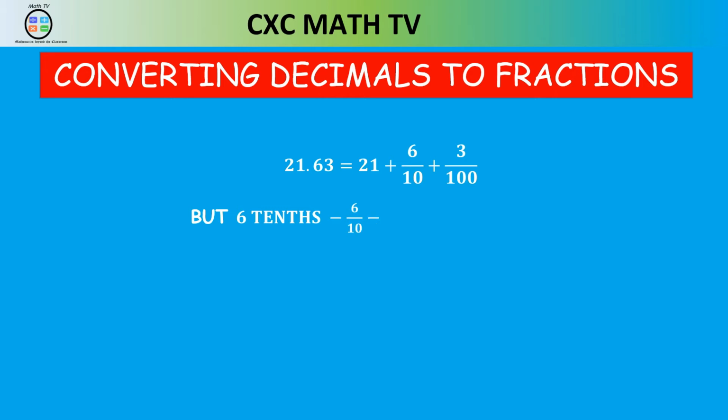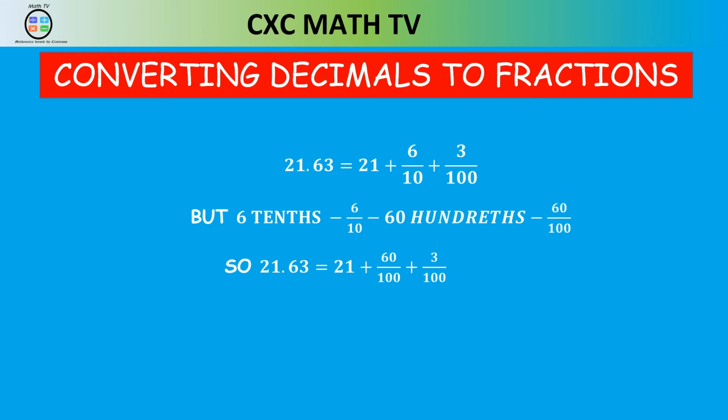But you see that 6 over 10 there? That's the same as 60 hundredths, and 60 hundredths is 60 over 100. So in reality, 21.63 is 21 plus 60 over 100 plus 3 over 100. But when the denominators are the same, the 60 over 100 plus the 3 over 100 is equal to what? That's 63 over 100.